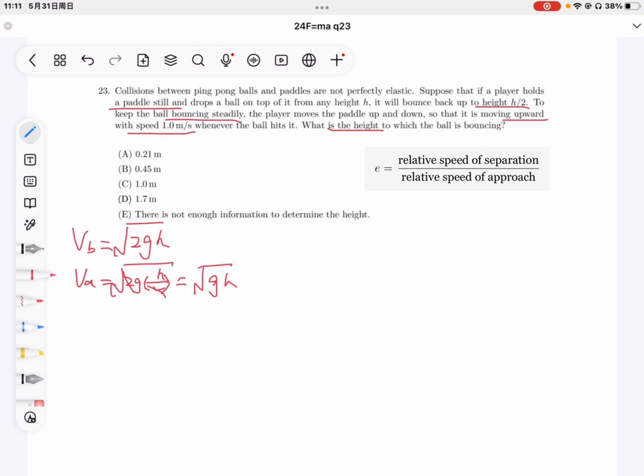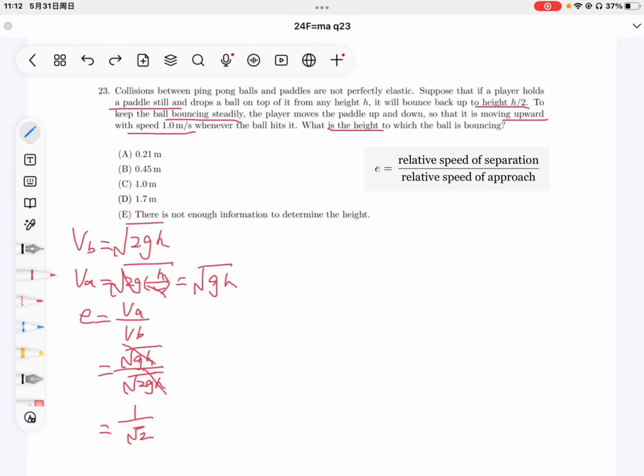Since we know that the formula for the coefficient of restitution is e equals velocity after over velocity before, we can substitute √(gh) over √(2gh). The √(gh) can be cancelled out, which leaves us with 1 over √2. This value will be used for the rest of the problem. So let's look back to the question now.